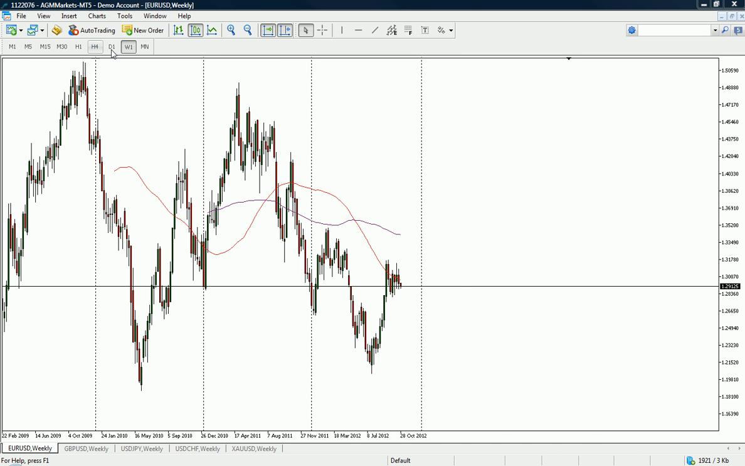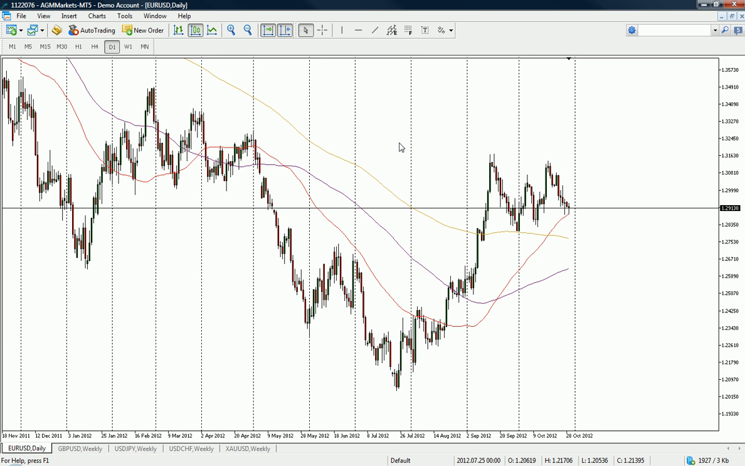We have 3 moving averages on each of these charts. The red one is a 55 simple moving average. The purple is a 100 simple moving average, and the gold is a 200 simple moving average.